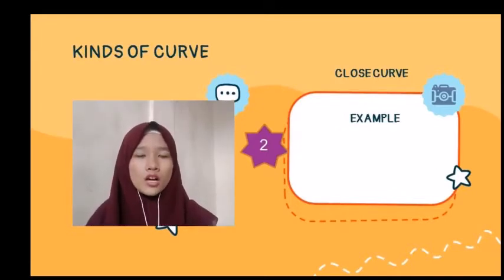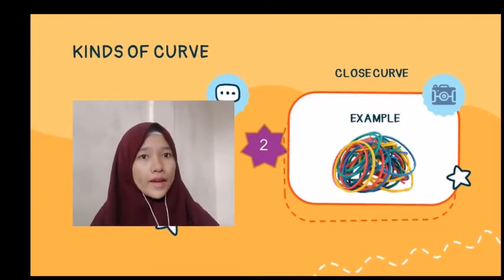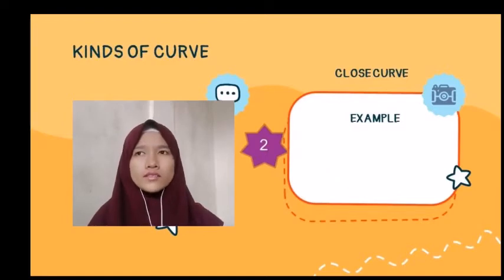And examples of closed curves are wheels, rubber bands, plates, and balls. There are many things that can be found as a closed curve. Alright, I think that's all for the explanation about curves.